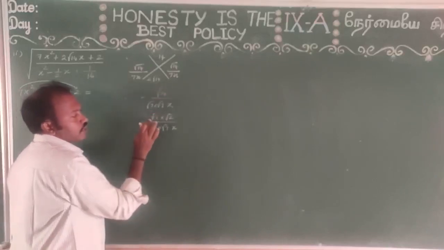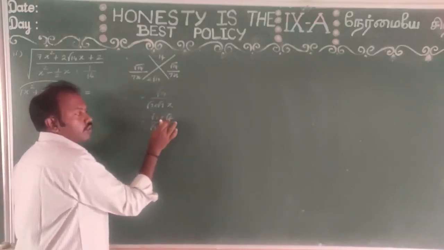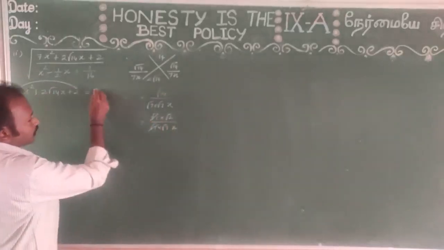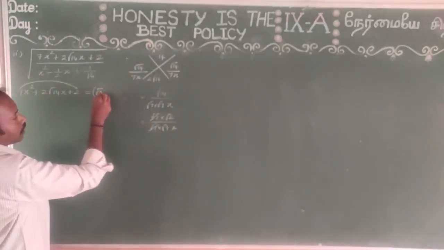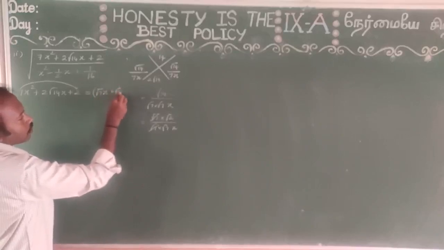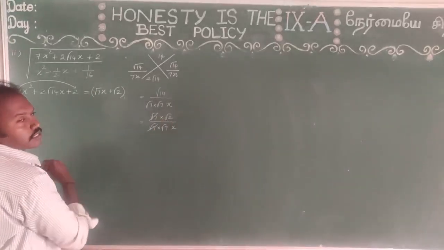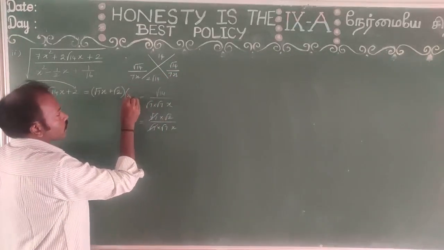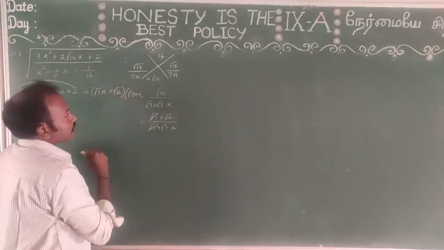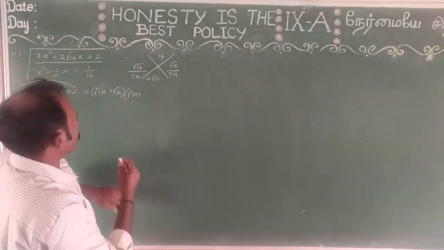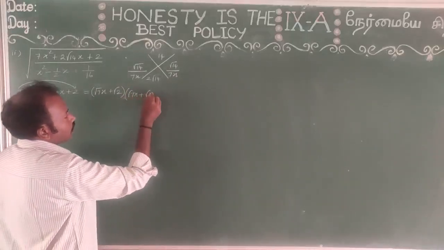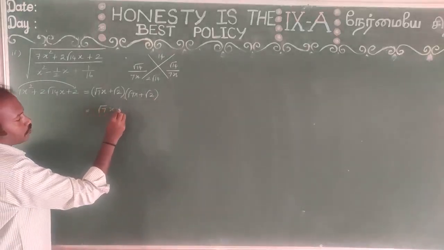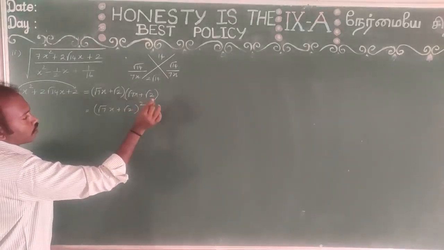Root 14 is equal to root 7 into root 2. 7 2s are 14, so root 7 cancel. That is equal to root 7x plus root 2. Another factor is the same. So root 7x plus root 2, that is equal to root 7x plus root 2 the whole square.